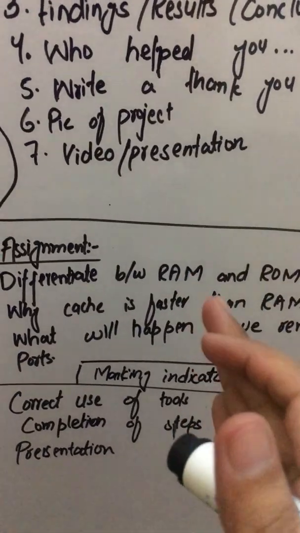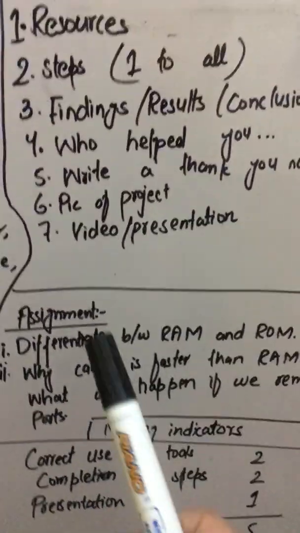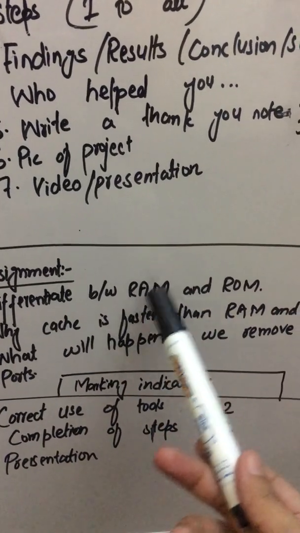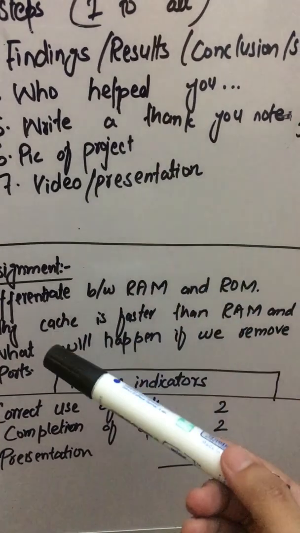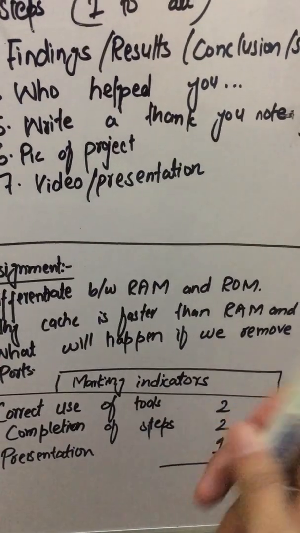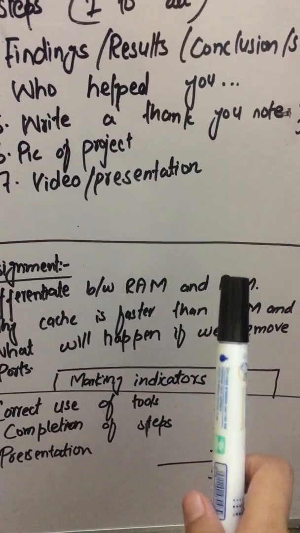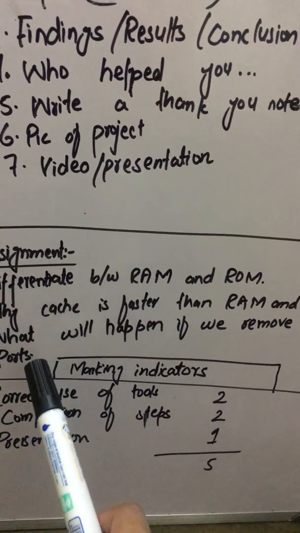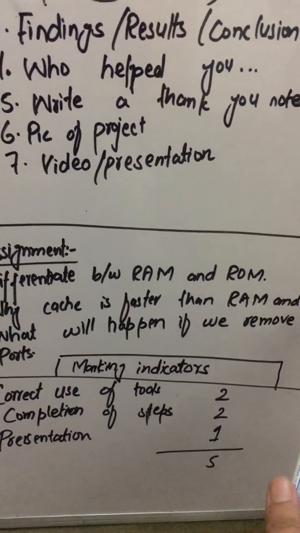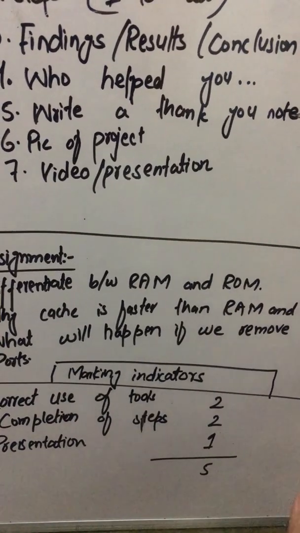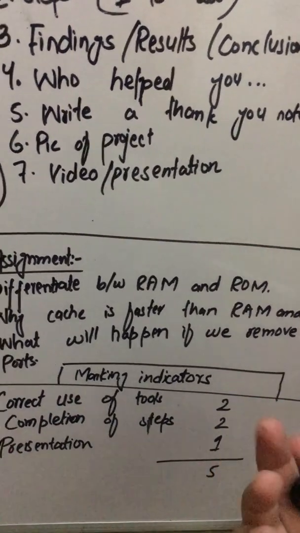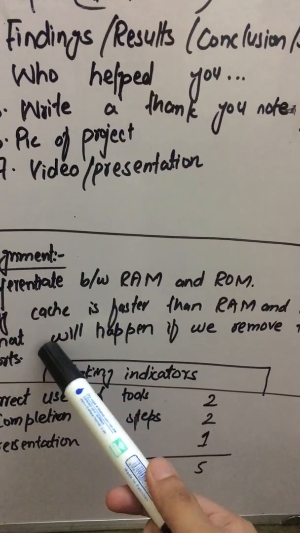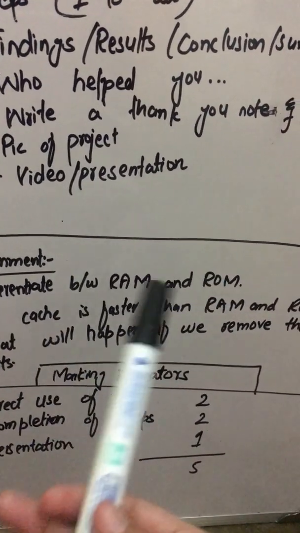Let's come to your week 1 round 2 assignment. You have to differentiate between RAM and ROM in 3 points or more, but at least 3 points are mandatory. Then you have to write why cache is faster than RAM and ROM. What will happen to the system unit if we remove the ports? You have to give the answer to this question in 4 to 5 lines only.